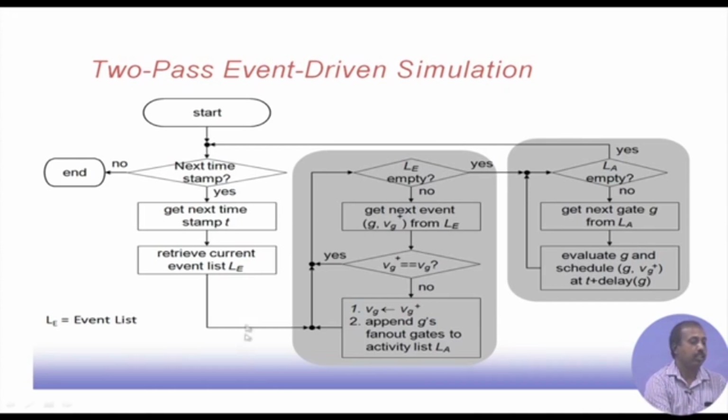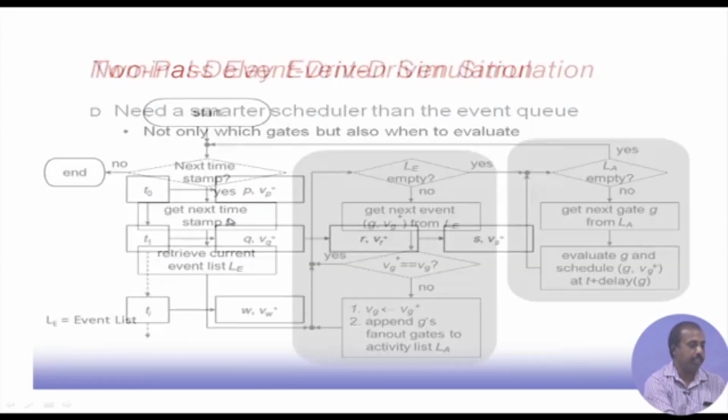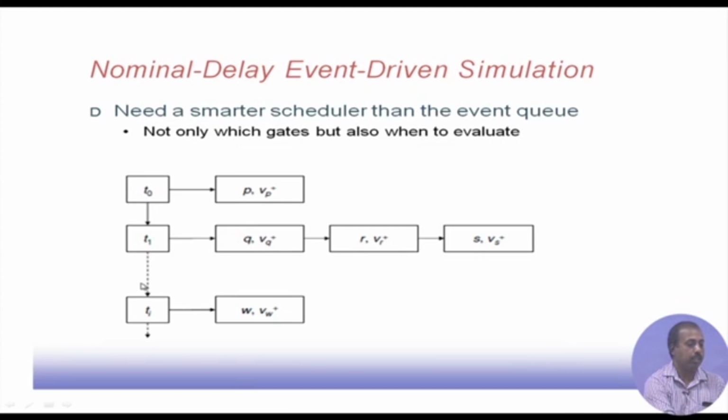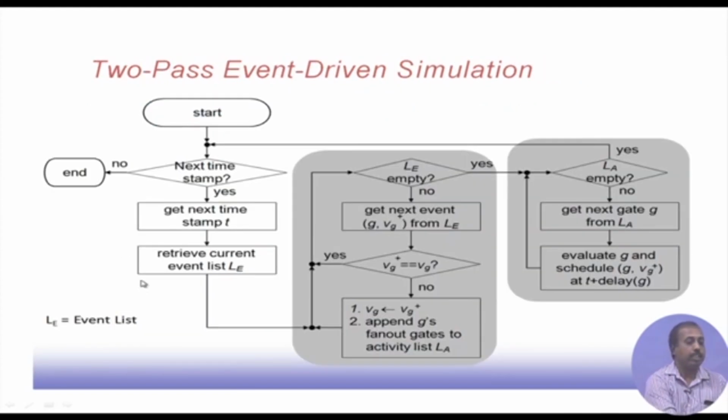So, we start, then there is a check what is the next timestamp. If there are some events to occur in future, that is scheduled to occur in future, then this next timestamp will have some value. If it is yes, then it will get the next timestamp t. In the previous list we have seen these t0, t1, ti timestamps. As long as that list is not empty, it will try to get the next timestamp.